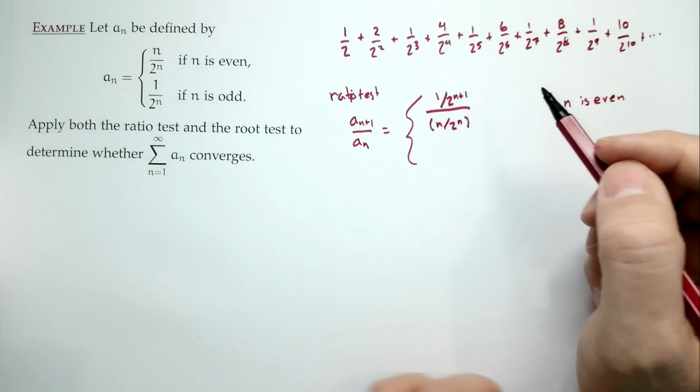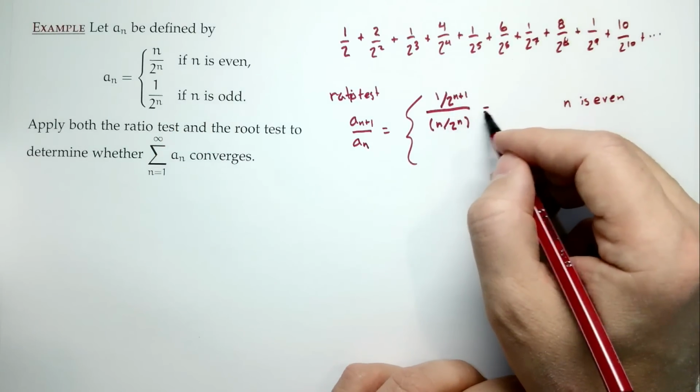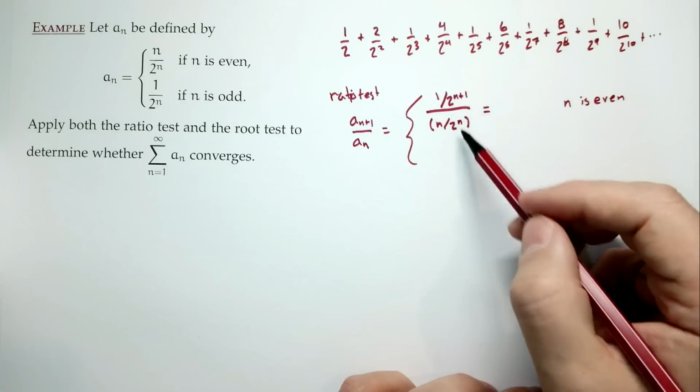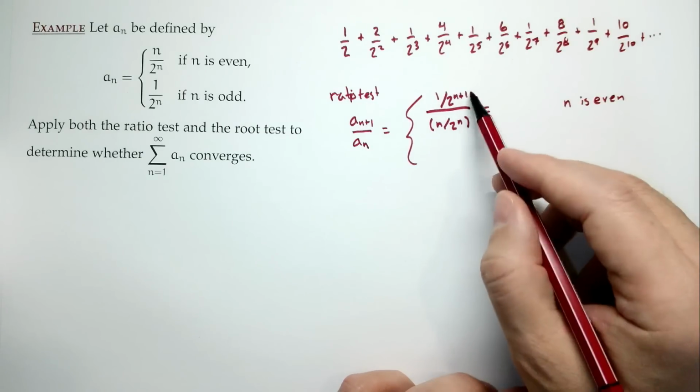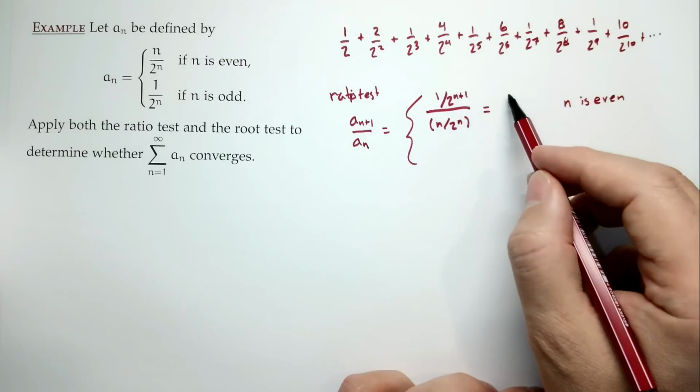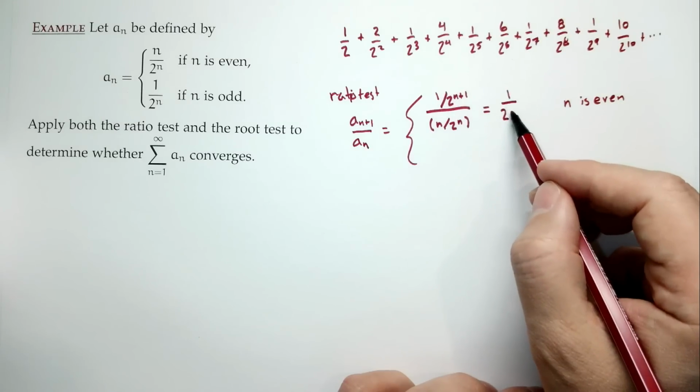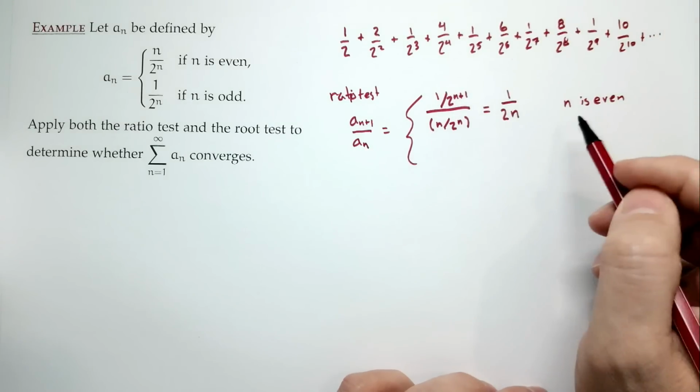If n is even, n plus 1 is odd, so it looks like 1 over 2 to the n plus 1. Now, if you take a look at this ratio here, you can get some cancellation with the 2 to the n's. The n stays downstairs. There's an extra 2 left over because of that plus 1. So that's 1 over 2 times n. That's if n is even.